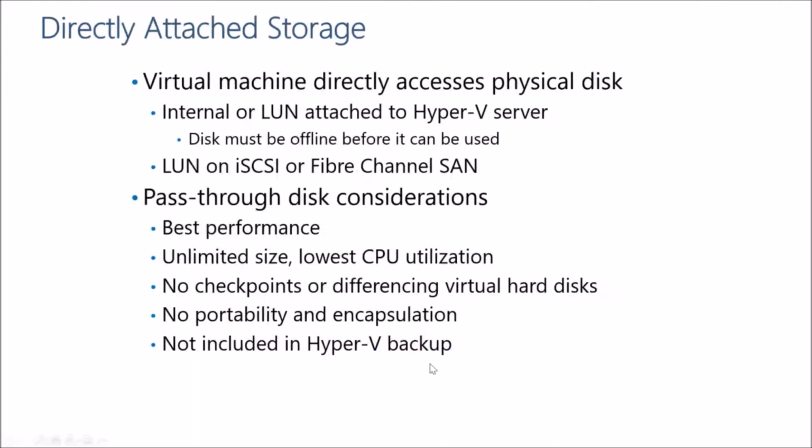So directly attached storage, or DAS: virtual machines can directly access physical disks, like we mentioned. They could be internal, just like another hard drive in your physical computer, in the Hyper-V host, or they can be a LUN, that's the logical unit number, attached to Hyper-V. If you remember, that could be through iSCSI or Fibre Channel over Ethernet. So the disk must be offline before you can use it. The thing is, you have a hard drive, only one operating system can be in charge of it.